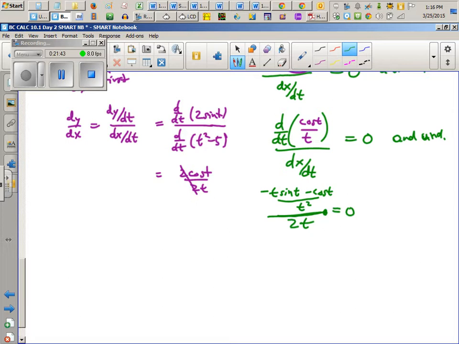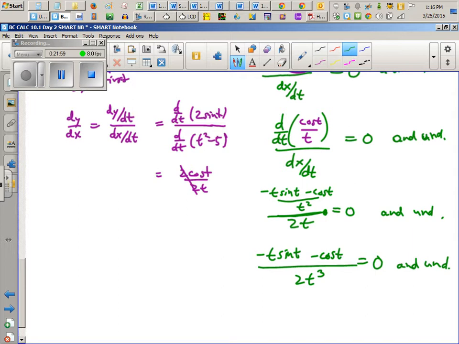Okay, and so this comes out to be negative t sine t minus cos t all over 2t cubed. And this is either equal to 0 or undefined. So we're going to set it equal to 0 and undefined to check it out. Okay, so how are we going to get the values that make it undefined? So 2t cubed. Yeah, so d squared y dx squared is undefined at t equals 0.